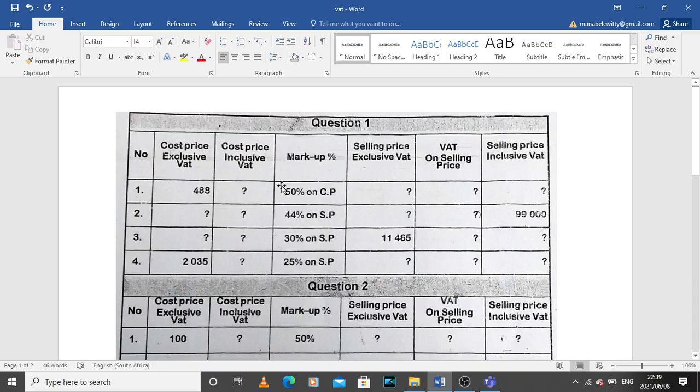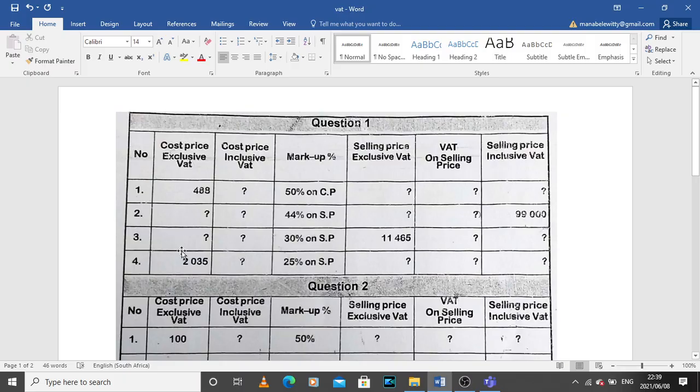Okay, what's happening on the markup part? If they say on cost price or on selling price, if they say on cost price, they are referring to this cost price. It's 100% because they're saying on cost price, and your selling price must always be more than the cost price by 50%, or the given percentage of markup, which means that your selling price, both exclusive and inclusive, must be 150% against the 100% of the cost price.